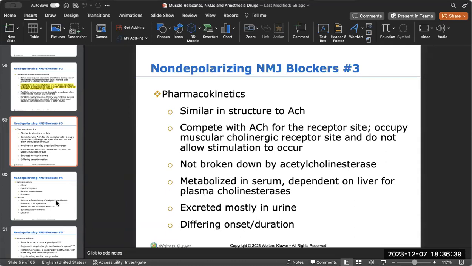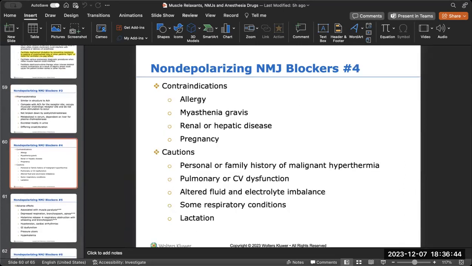So it's excreted in the urine. And remember, it's always metabolized by the liver, so we have to watch out for renal or hepatic disease.